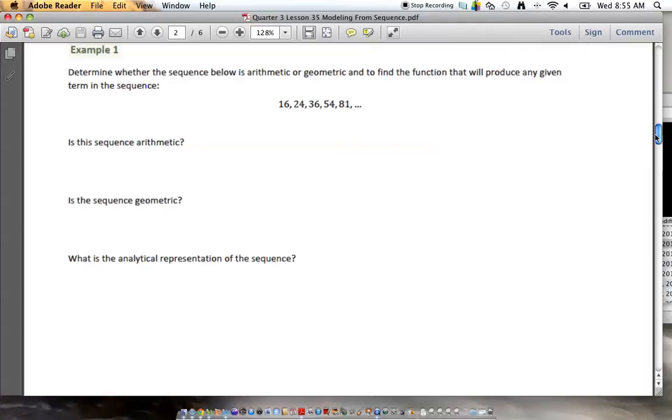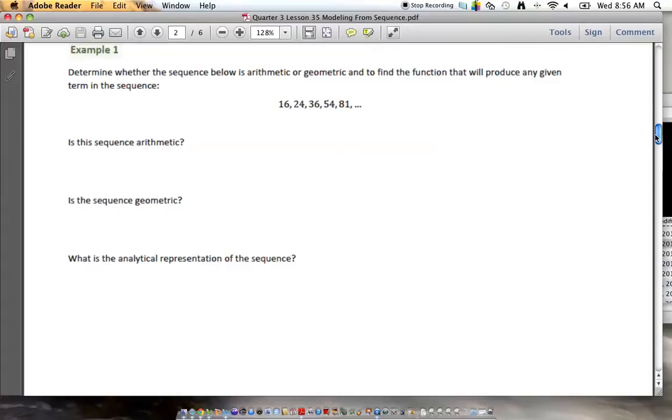Now let's check on geometric. Geometric has a common ratio. On your calculator, do 24 divided by 16. It's 1.5. Now do 36 divided by 24. It's 1.5. Just check again, 54 divided by 36. 1.5. So therefore, there's a common ratio, 1.5, so this is a geometric sequence.